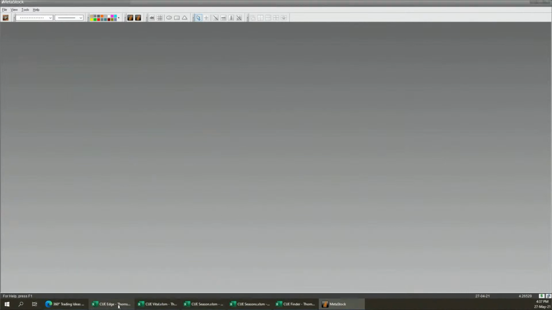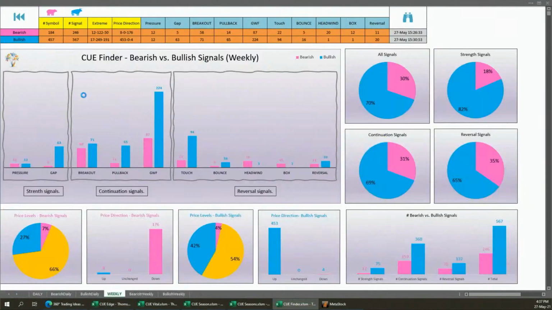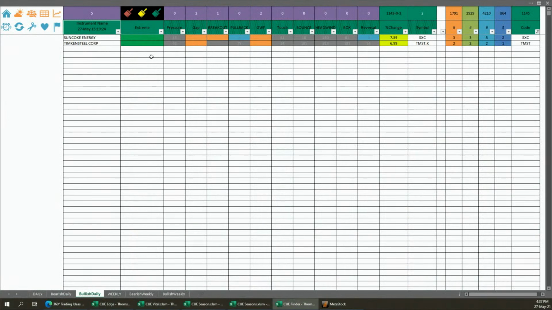Now, if I went back to Q Edge, instead of looking at the charts, I could highlight the two stocks and look up their signals from Q Finder. And you can see, even before opening the chart, I could see from Q Finder that Timken Steel has a gap up. In fact, both of these two steel stocks have gap up open. Suncoke Energy is giving a breakout setup. Both are having bullish flow.